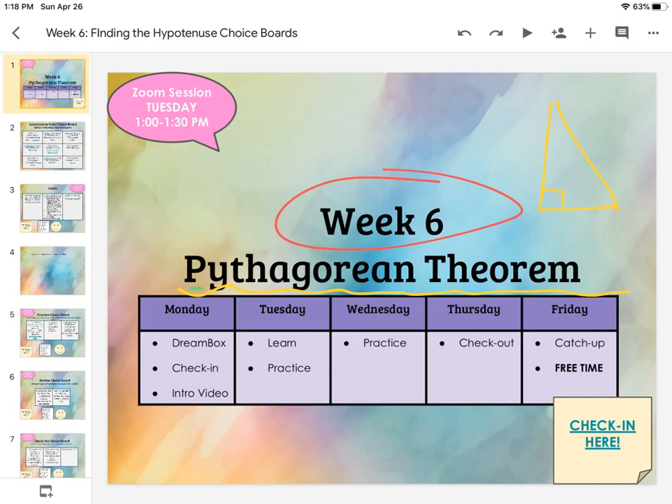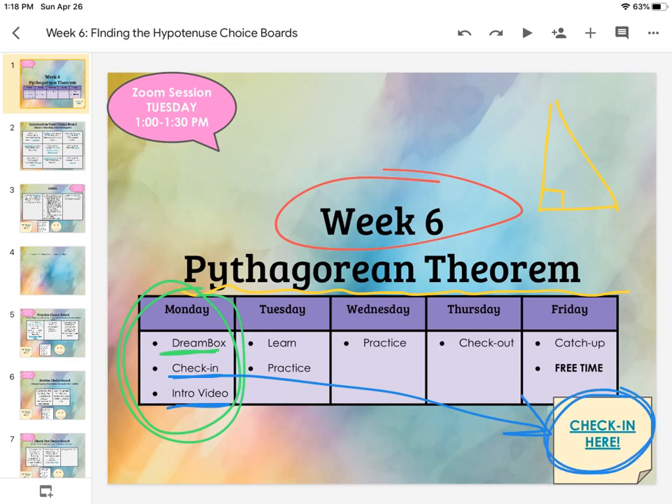So looking at today's work, Monday, we want you to go back into Dreambox and get 3 lessons for the week. Complete the check-in form, that's right here. And then there's an introductory video. So go ahead and get the check-in form done. And just to recall, when you go into Dreambox, you have to go through Clever. So that's through Clever for the Dreambox.